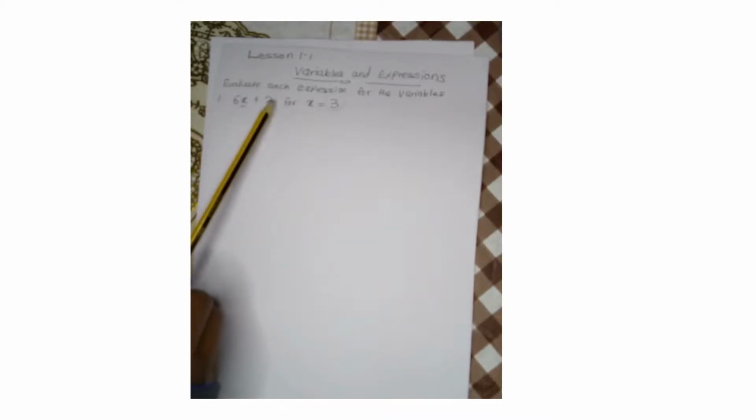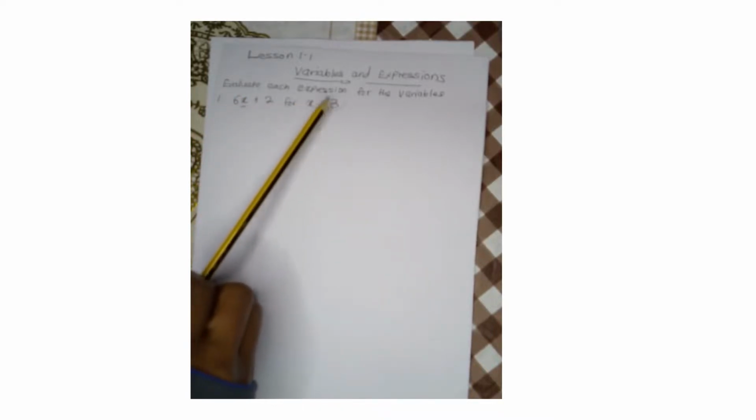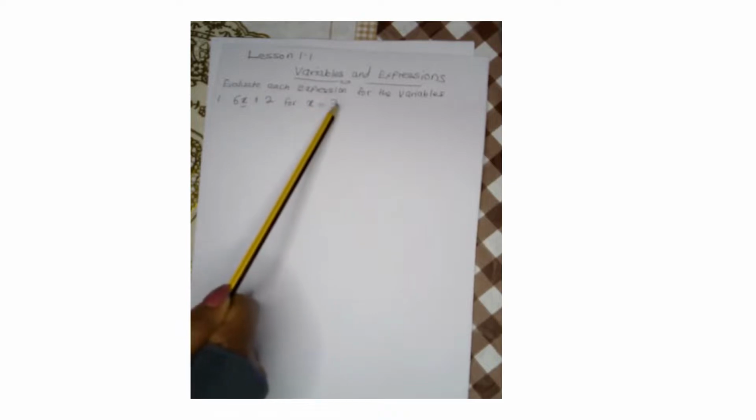Anyway, so this is lesson 1.1. They said variables and expression. Evaluate each expression for the variable: 6x plus 2 for x equals 3. What this is trying to tell you is, anywhere you see x, you put 3 in its place.